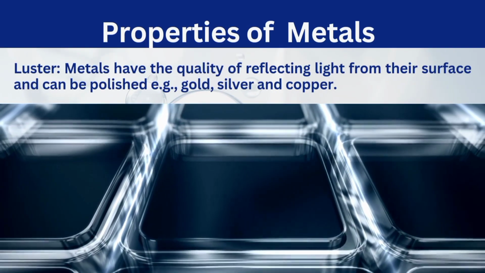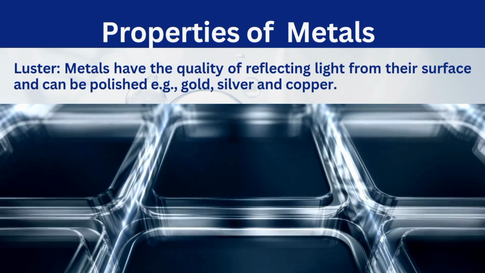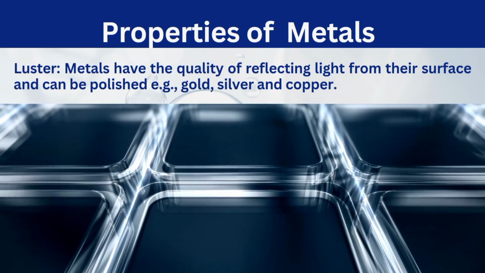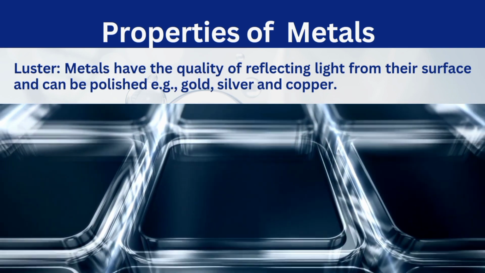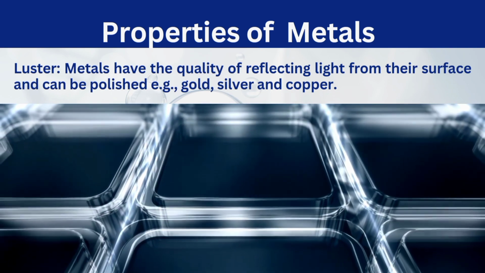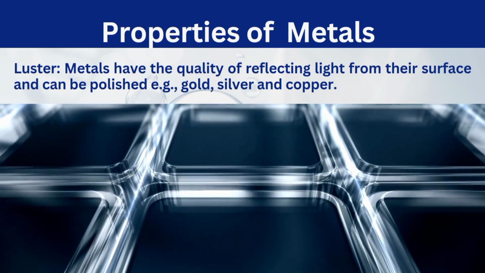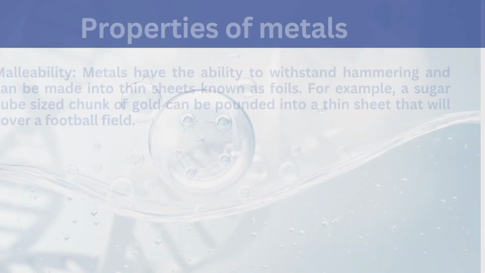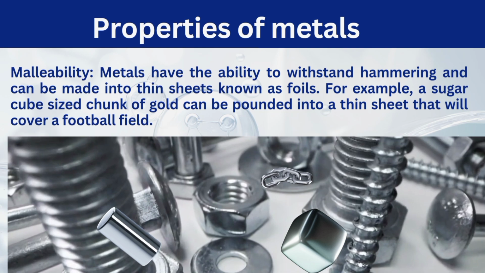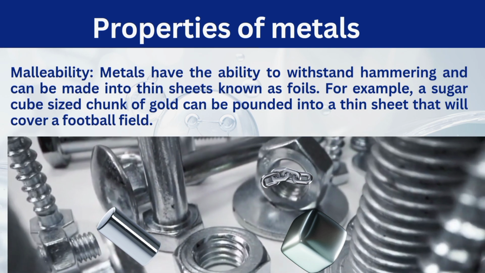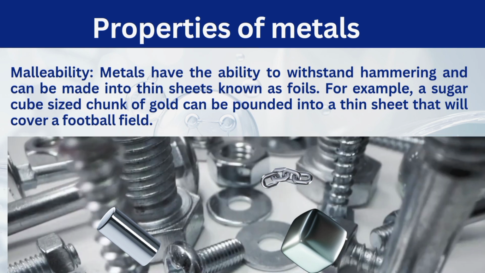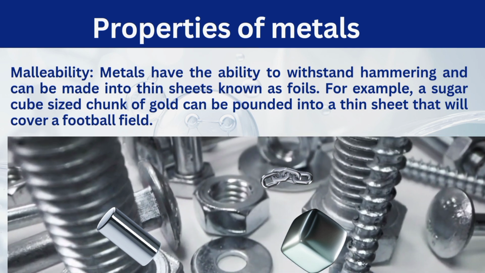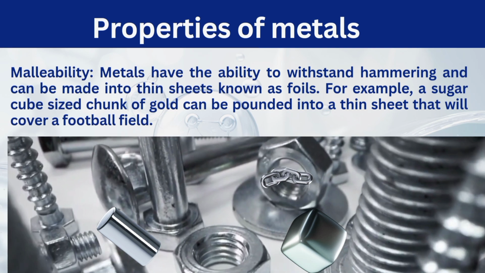Metals have the quality of reflecting light from their surfaces and can be polished, like the video shows a metal bar shining brightly and reflecting light. Now, metals have this property which makes them unique. Another property of metals, they can be beaten into different sheets to have different shapes. Now, this video shows different metals in different shapes and sizes. That's one unique property of metals.